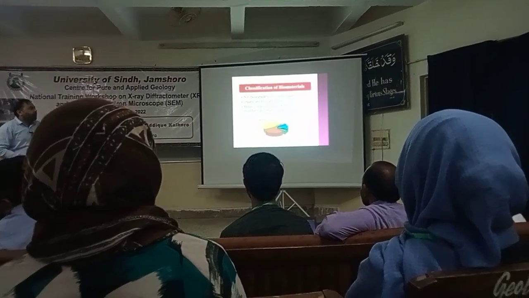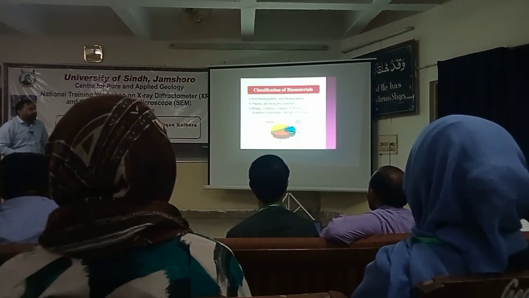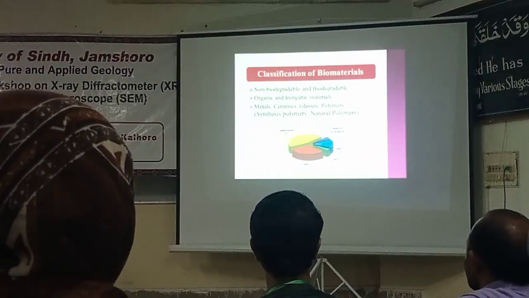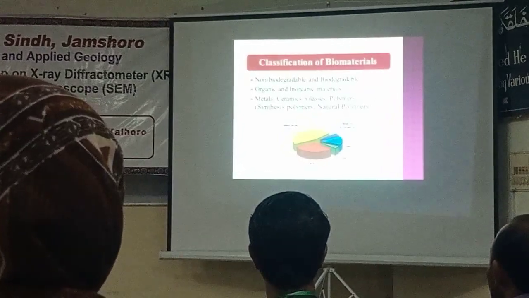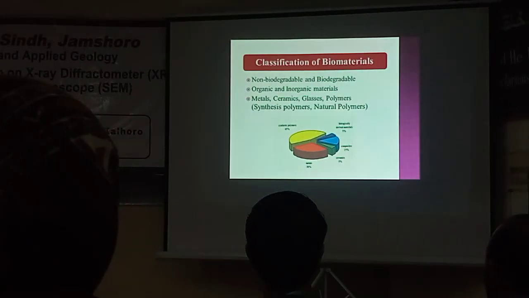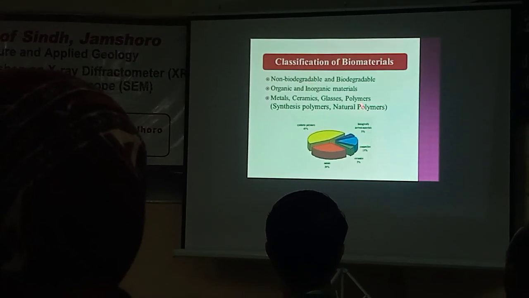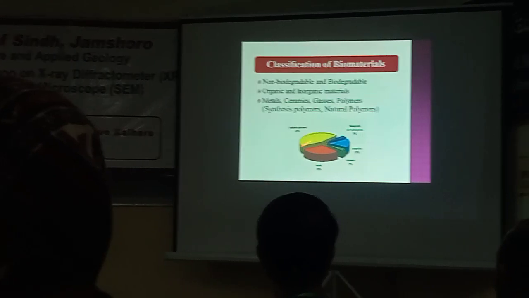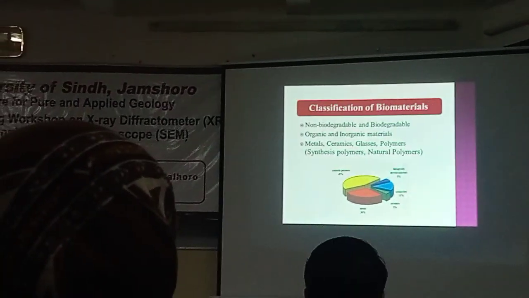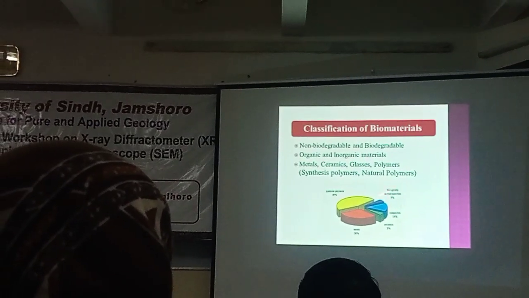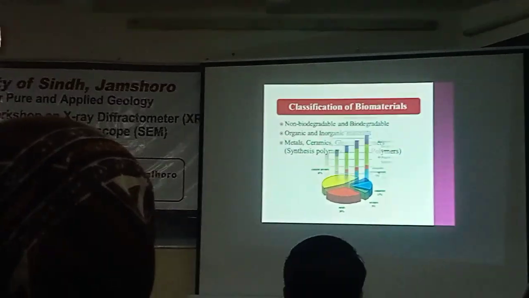As far as the classification of biomaterials is concerned, we have the major classes of non-biodegradable and biodegradable materials, then organic and inorganic materials, and then we have the four major classes: metals, ceramics, glass and polymers. In polymers we have synthetic polymers and natural polymers. Most of our market is served by the utilization of synthetic polymers. However, the share of natural or biological polymers is low compared to synthetic polymers.